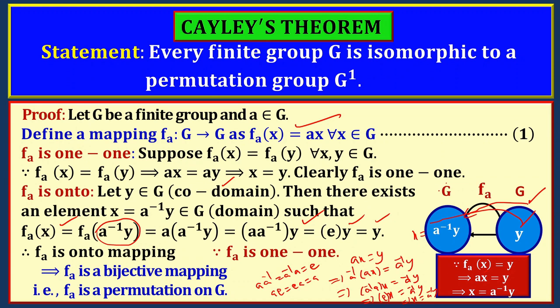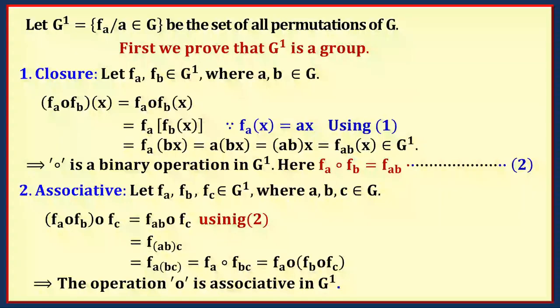So this means f_a is onto mapping. Every element in the codomain has a pre-image element in the domain. Therefore, f_a is a bijective mapping. Since f_a is one-one and onto, f_a is bijective, that means f_a is a permutation on G. Let G dash be equal to the set of f_a such that a belongs to G, which is a subset of the set of all permutations of G, since f_a is a permutation.